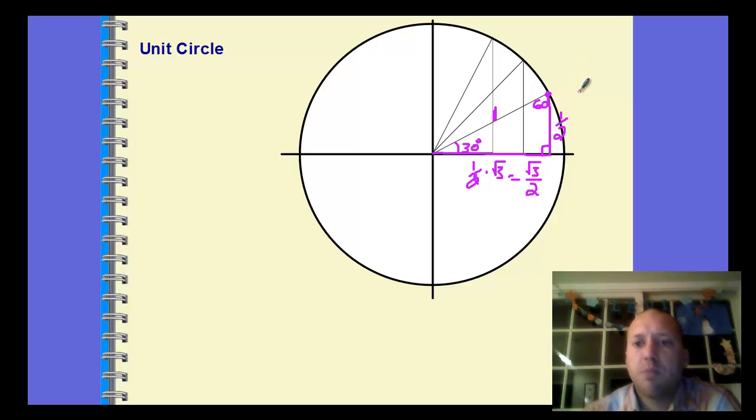So now we can make this a point. We can actually find the coordinates of that point, because it has an x value and a y value. So the x value is the long leg's length, the square root of 3 over 2. And then the y value is 1/2. So that's how you can find the coordinates for this point.